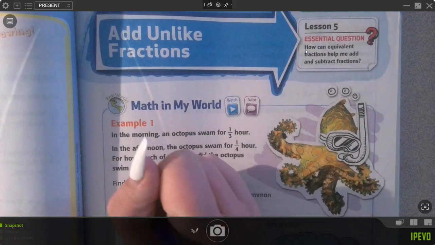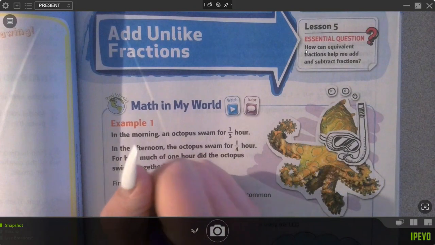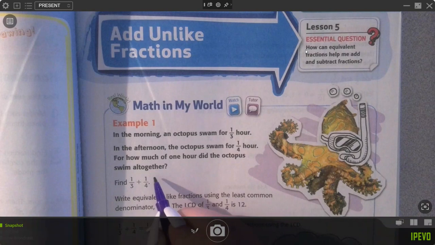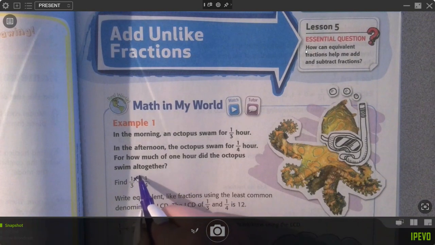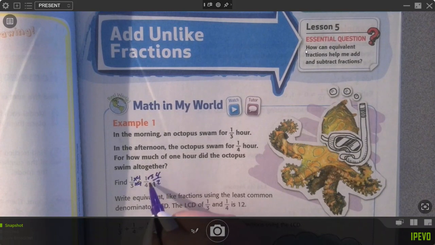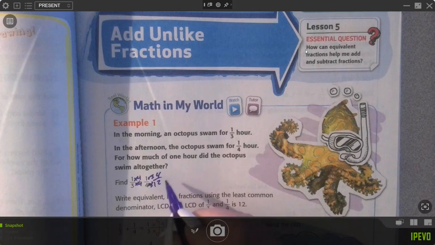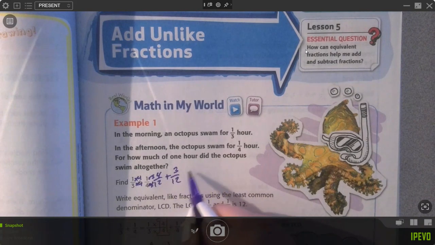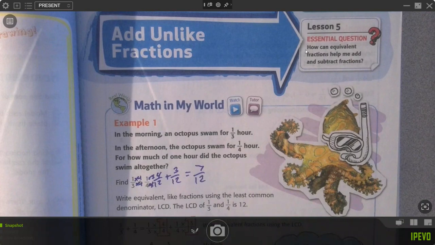So, when adding unlike fractions, we have to find a common denominator. So let's do 12. So this would be times 4, and this would be times 4, and that would be 4 over 12, and then times 3, because you have to do the same thing to the top and the bottom. So that would be 3 over 12, and then the answer would be 7 over 12, and that's how long the octopus swam altogether.